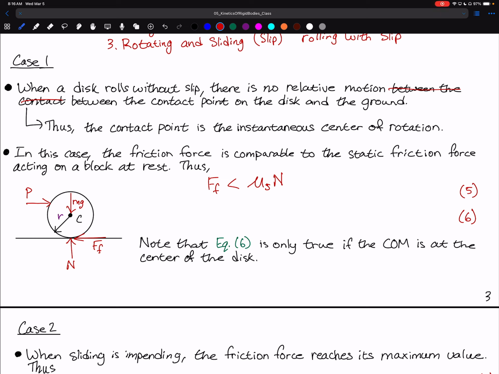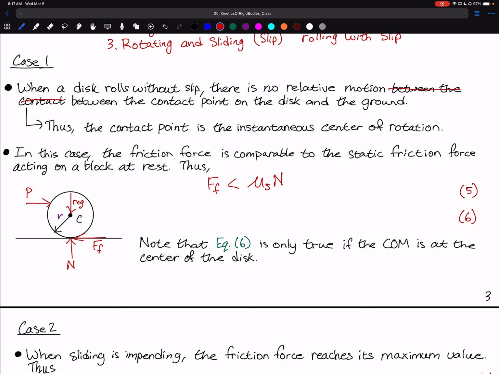We can certainly compute a normal force acting on a disk. I've drawn a free body diagram of a disk to the left here, where it's being pushed by some force P. We've got gravity pulling it down, some normal force pushing back up, and then friction. So you can certainly calculate this normal force. The thing is that the friction acting on this disk is less than mu s N.